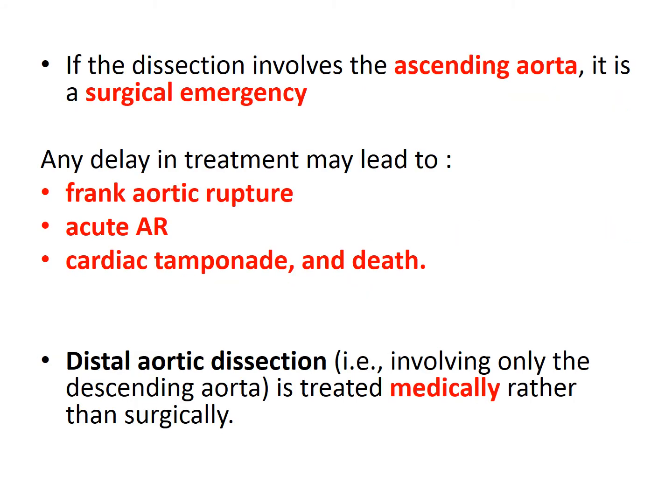If the dissection involves the ascending aorta, it is a surgical emergency. Any delay in the treatment may lead to frank aortic rupture or acute aortic regurgitation, cardiac tamponade, and death. Distal aortic dissection, on the other hand, is treated medically rather than surgically.